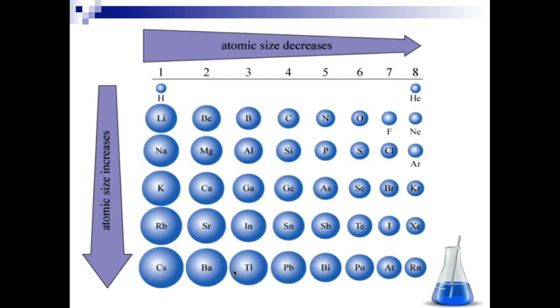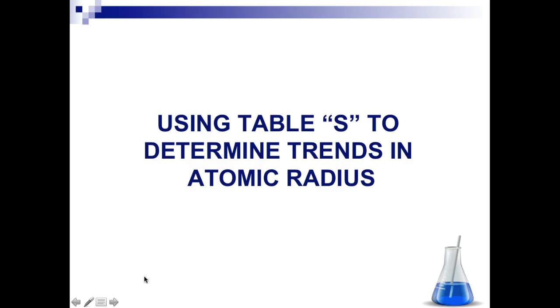So here's an overall shot of what the trend looks like. The atomic size is going to decrease going from left to right across a period. Notice how all of the size of these atoms are getting smaller, and then they're all going to increase going down a column. So for our purposes, the smallest is going to be helium or fluorine, and then the largest is cesium.